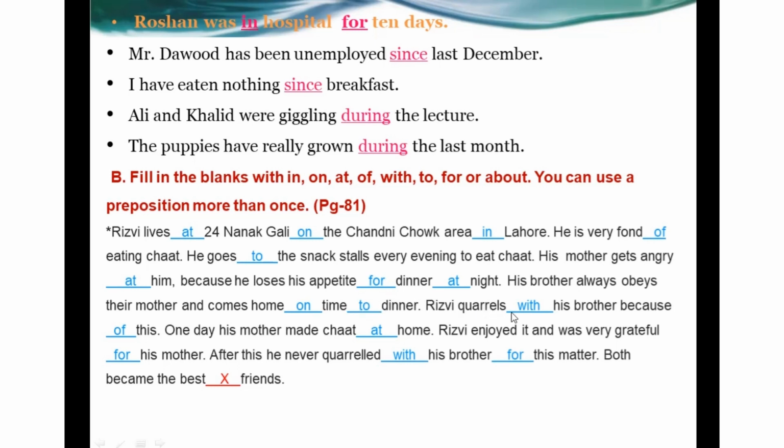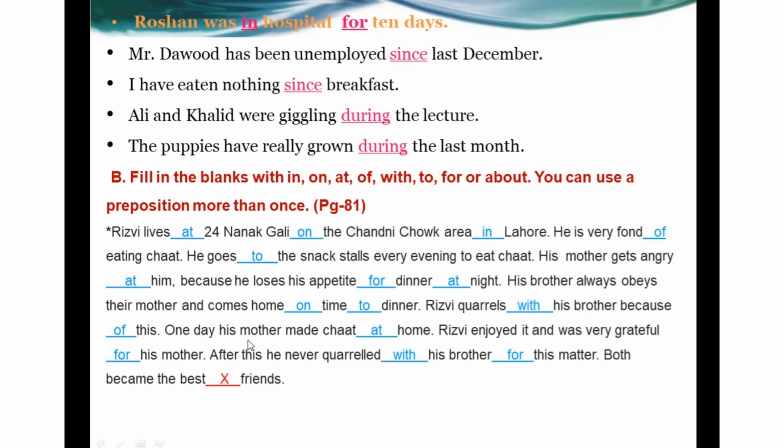Rizvi quarrels dash his brother. Quarrel, students. Quarrels means fight. Rizvi fights dash his brother. So here, with whom is this person fighting? With the brother. Rizvi is fighting with the brother. When two things are physically present there, then we use "with". I will read what the line will become. Rizvi quarrels with his brother because of this.